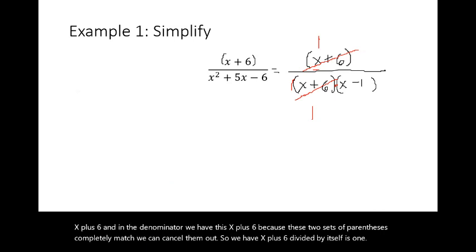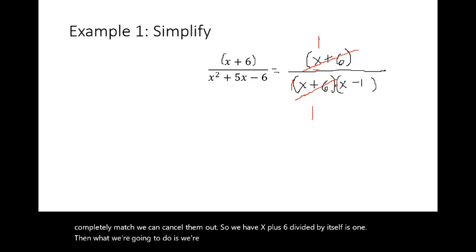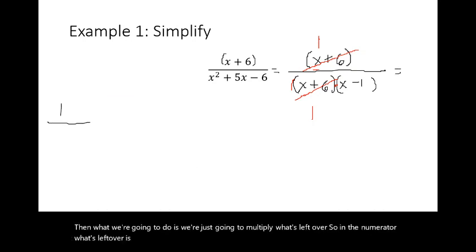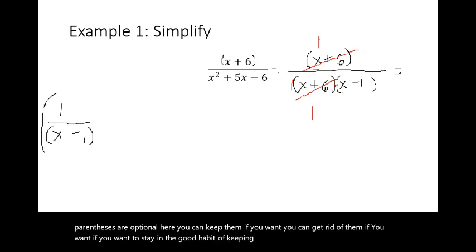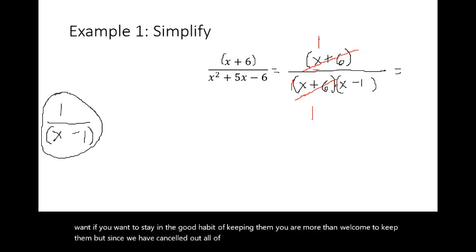Then what we're going to do is just multiply what's left over. So in the numerator, what's left over is a 1. And then in the denominator, 1 times x minus 1 is x minus 1. The parentheses are optional here. You can keep them if you want. You can get rid of them if you want. If you want to stay in the good habit of keeping them, you are more than welcome to keep them. But since we have canceled out all of the common factors, this is now your final answer.